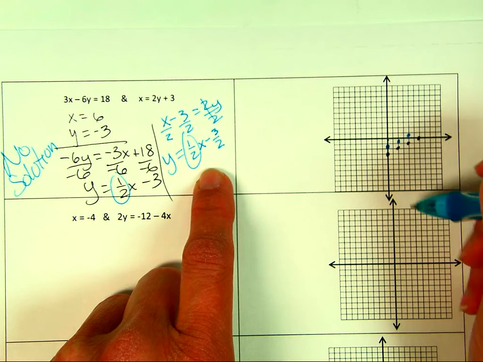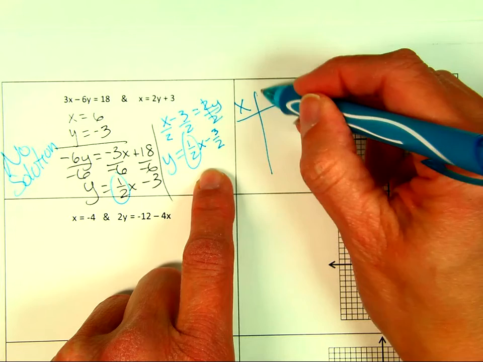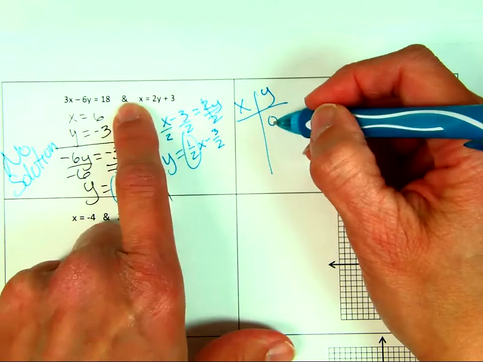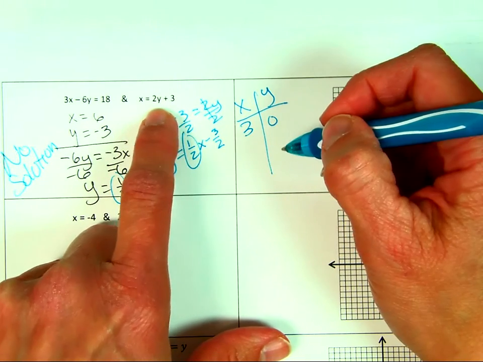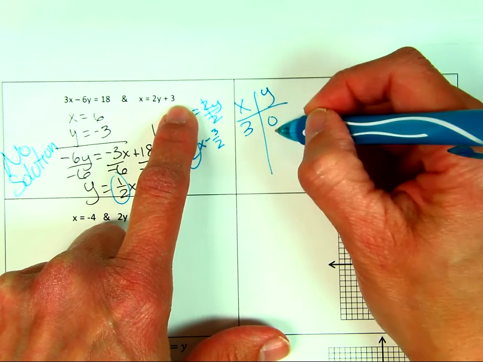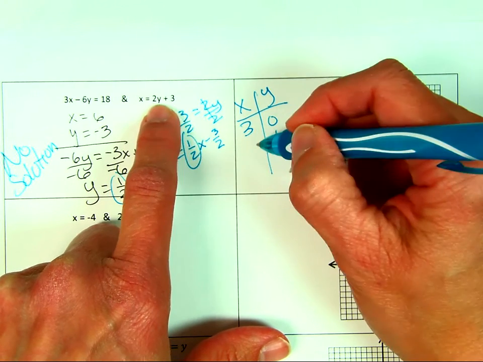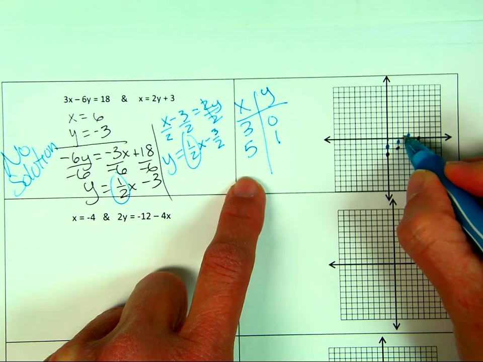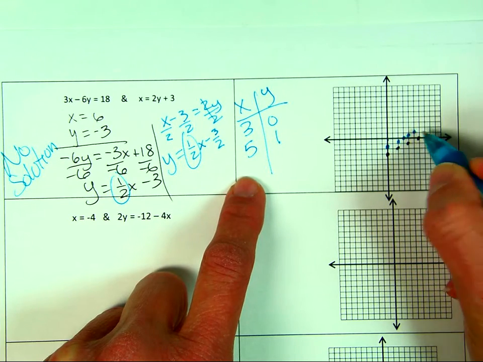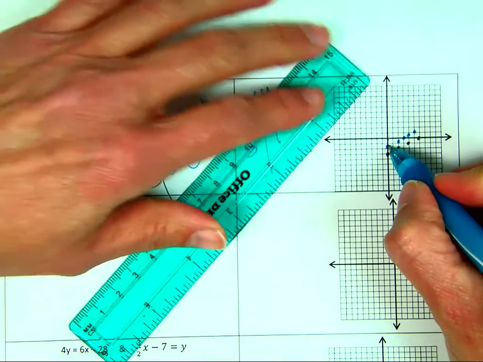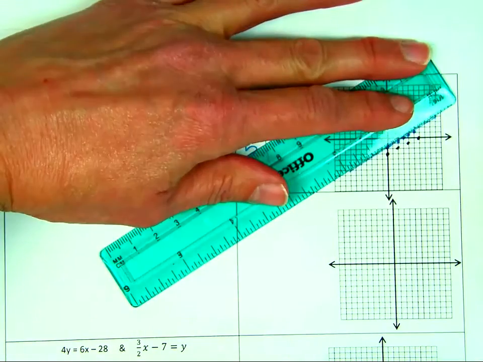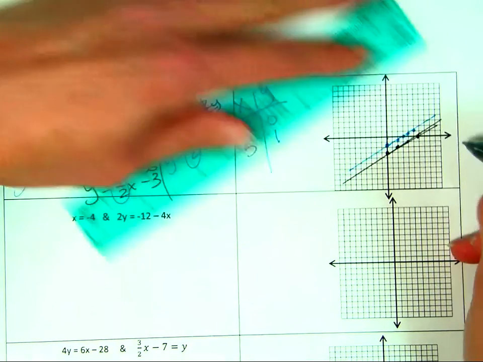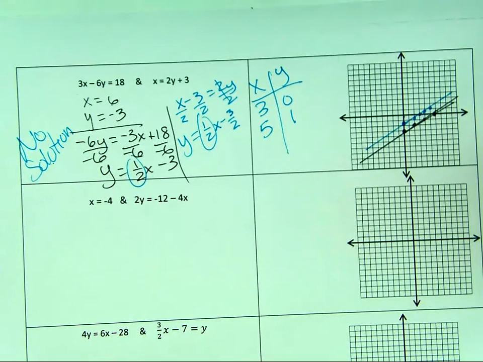If you don't like that, you could actually make a t-chart. You got your x and your y. You put an x in, and you get a y because x is alone. That's easier. You get 2 times 0, plus 3 is 3. Put a 1 in. 2 times 1 is 2, plus 3 is 5. And you could just graph those 2 points, 0, 3 and 1, 5. And that would be fine too. But the important part is that we noticed right away when we were manipulating those equations that they were parallel, so our answer is no solution.